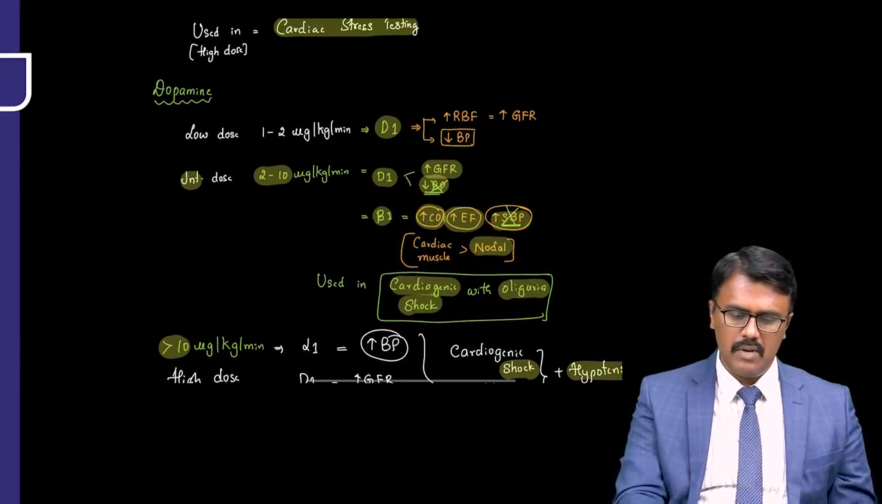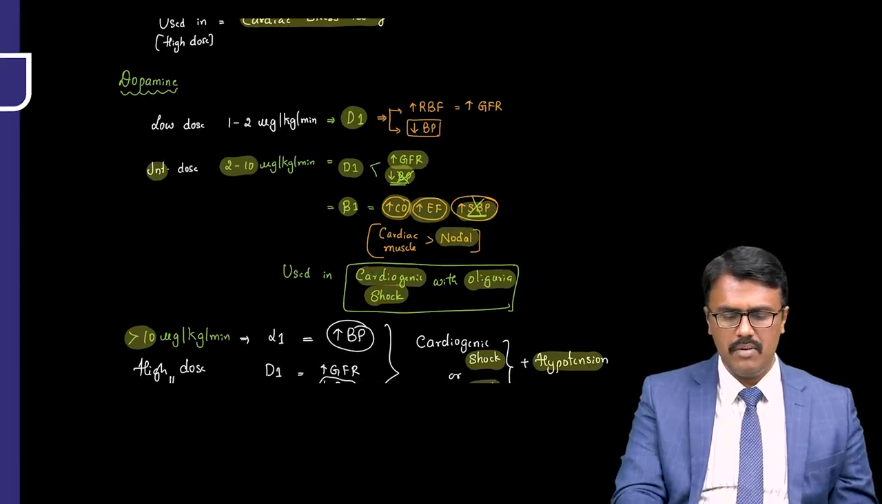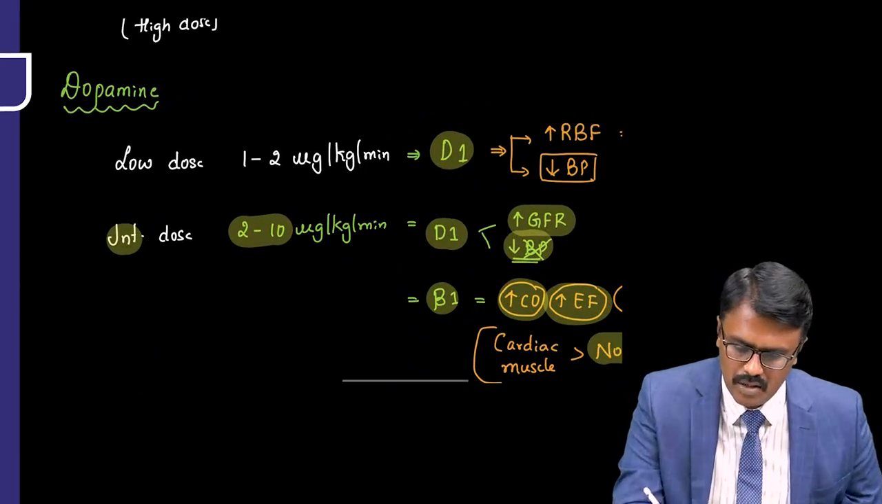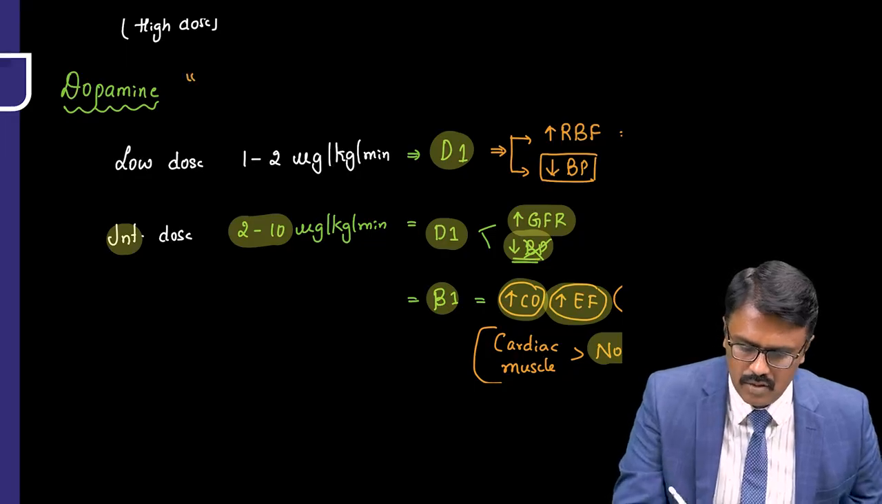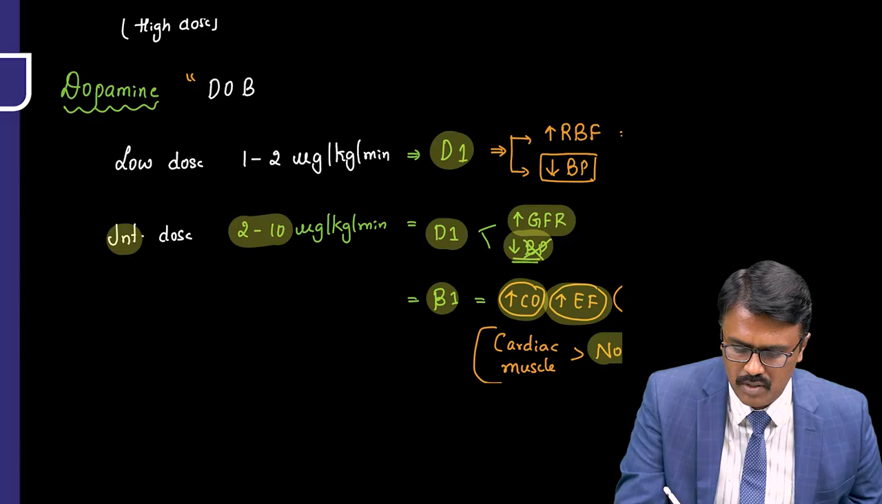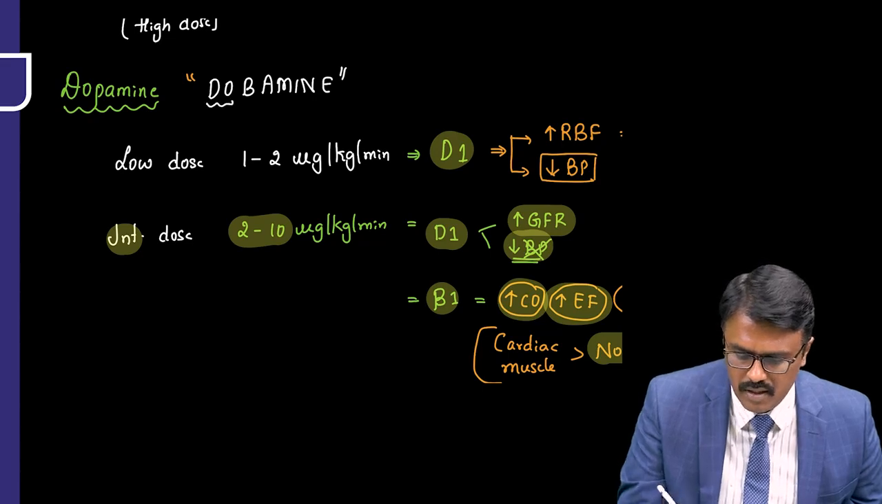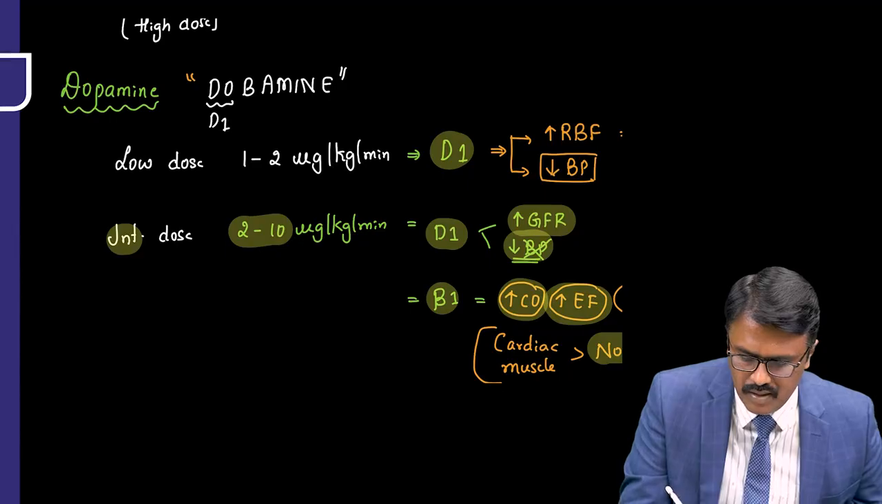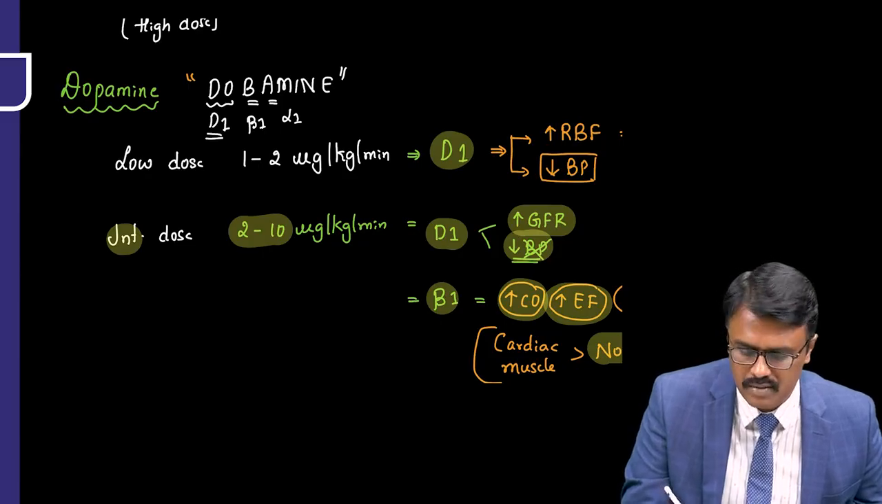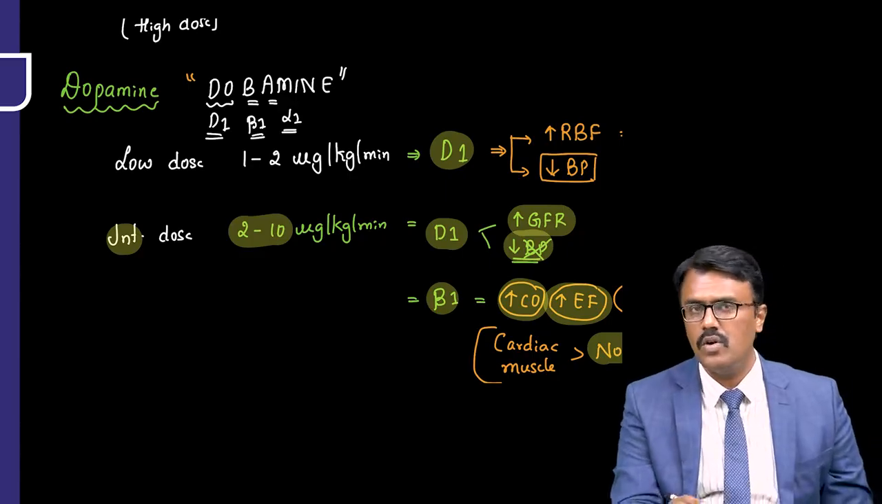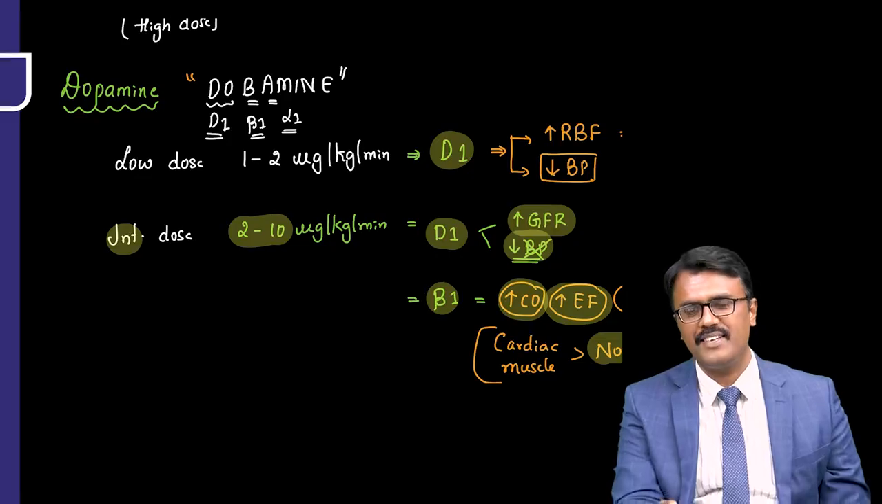So remember dopamine, in detail I have gone through it, guys. You can also remember it as DOBA. Sir, why should we remember it like this? Because DO stands for D1 action, B stands for beta 1 action, A stands for alpha 1 action. So very low dose D1, intermediate dose beta 1, higher dose alpha 1. So remember it like that. You will never forget it.